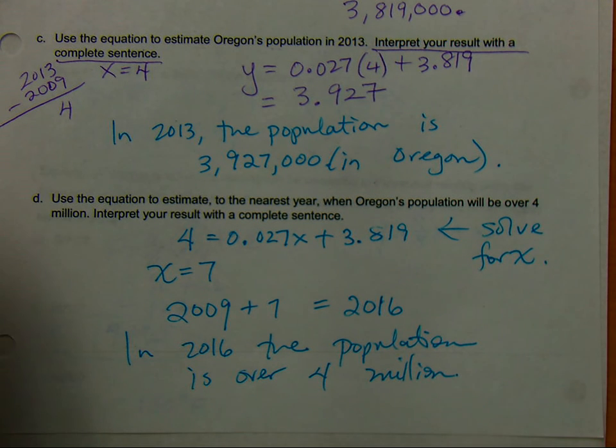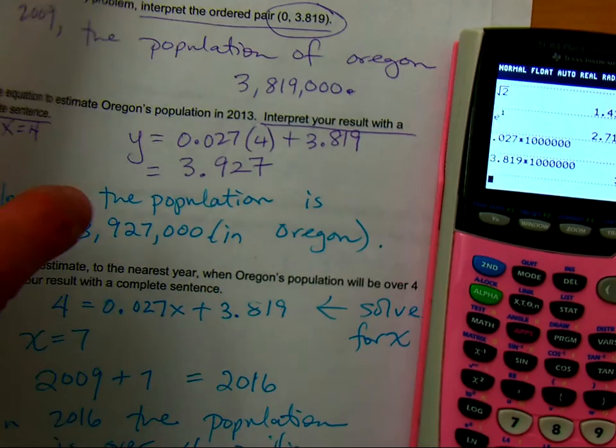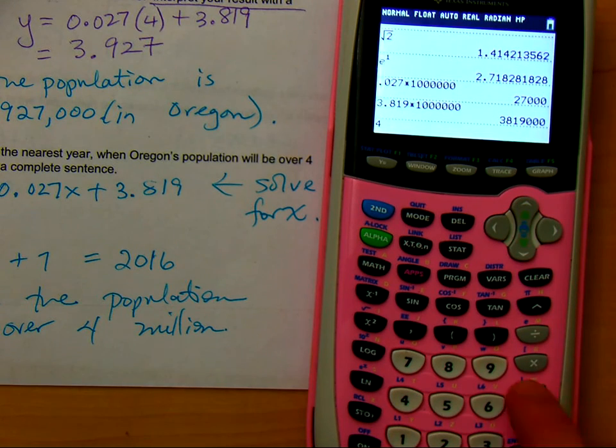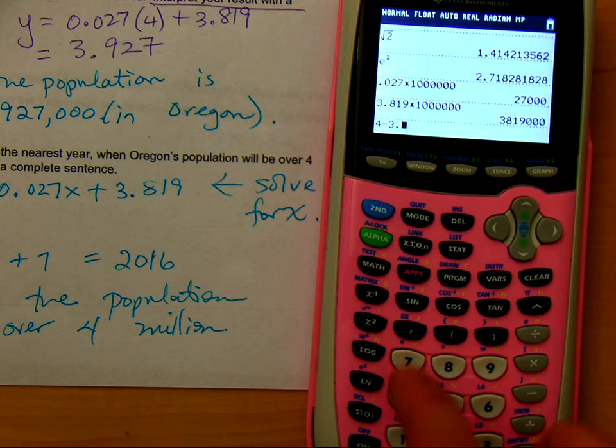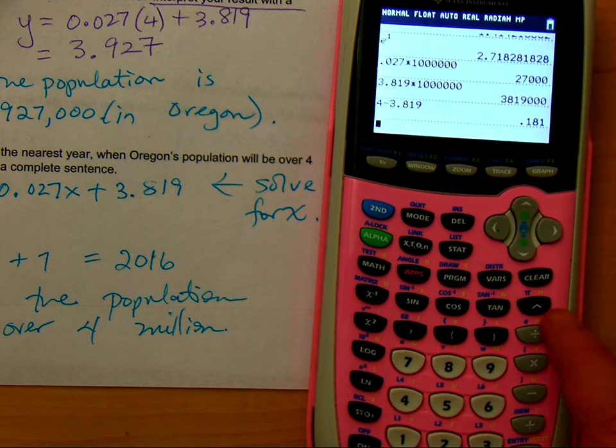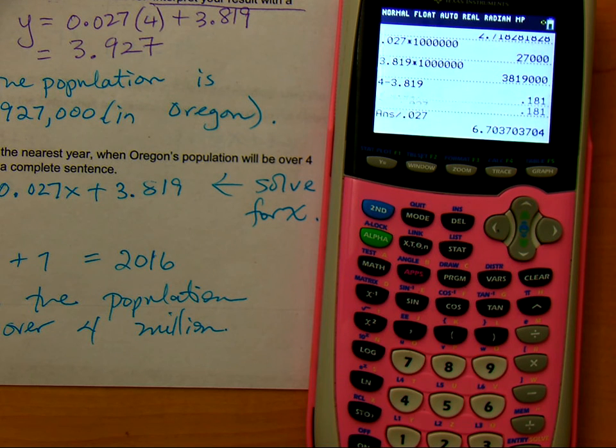You could actually use your calculator for that too. If I quit my table, I'll just quickly show what that would look like. So if I go 4 minus 3.819, and then if I divide by my coefficient, I have 7.0827. And you can see that if we round it off, it's getting close to 7. Of course, on the table, you couldn't see that exactly. That would be when the population is exactly 4 million, right? But then to translate that into years, it's practically 7 years, okay?